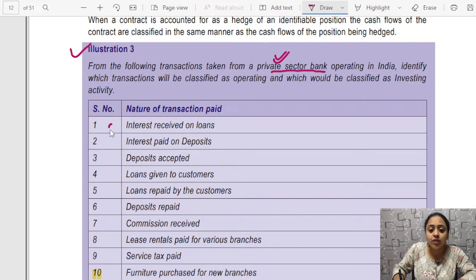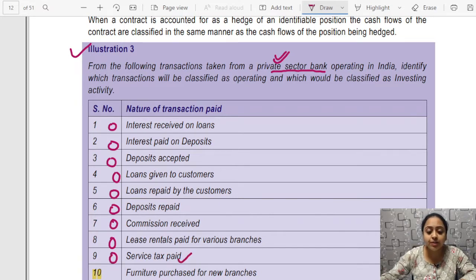Interest received on loan, operating. Interest paid on deposits, operating. Deposits accepted, operating. Loans given to customer, operating. Loans repaid by the customer, operating. Deposits repaid, operating. Commission received, operating. Lease rental paid for various branches, operating. Service tax paid, always operating.